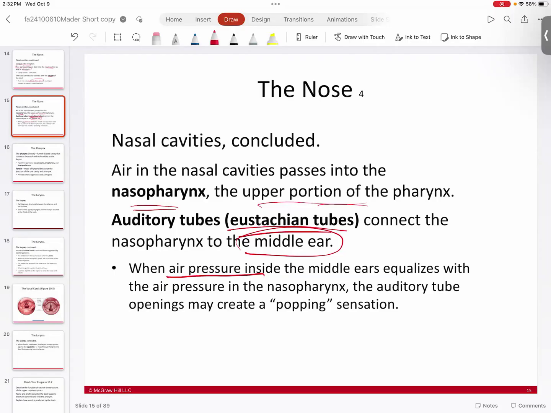Typically when you have air pressure changes, this is what causes your popping ear. As you change pressure in elevation, that pressure builds up on the outside, but the pressure on the inside is the same. In order to equilibrate with the outside, your ears pop, allowing your atmospheric and internal pressures to equilibrate. That's what's happening when your ears pop. Okay.